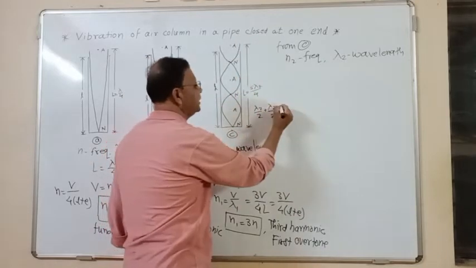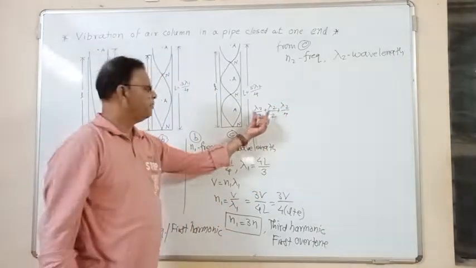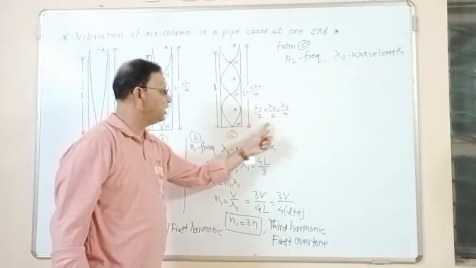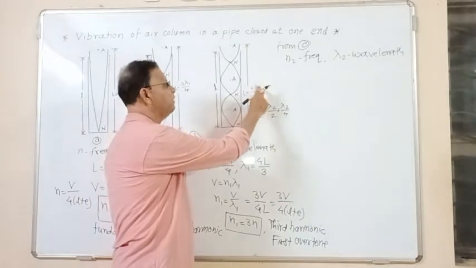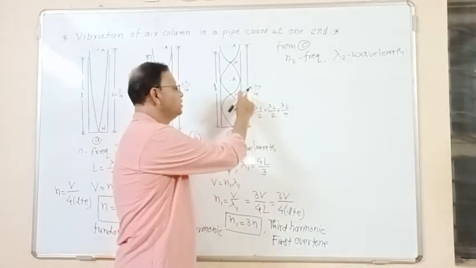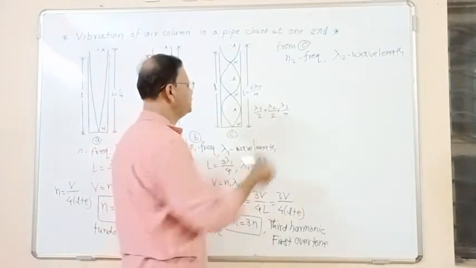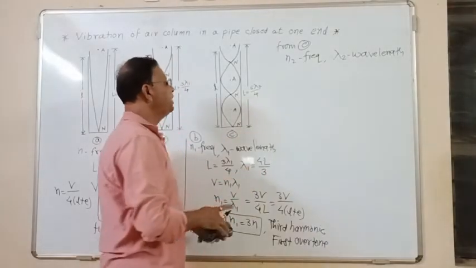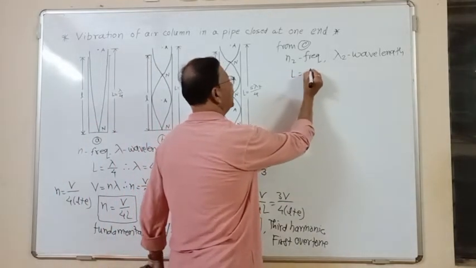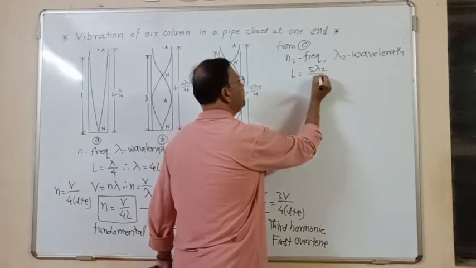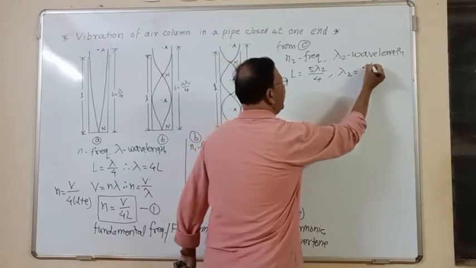And this distance is lambda 2 divided by 4. So lambda 2 by 2, lambda 2 by 2, this is lambda 2, and lambda 2 plus lambda 2 by 4 will be 5 lambda 2 by 4. So the correct vibrating length of the air column in this mode of vibration is 5 lambda 2 by 4. So the correct length of vibration L is equal to 5 lambda 2 divided by 4, and therefore lambda 2 is equal to 4L divided by 5.